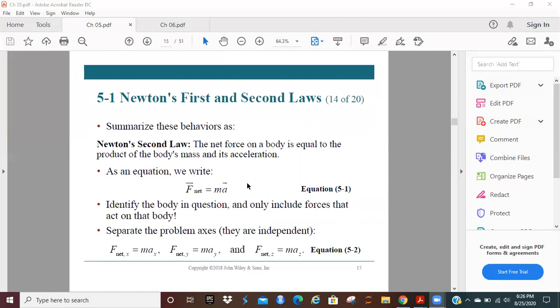So, Newton's second law. The net force on a body is going to be equal to the product of the body's mass and its acceleration. So as I had just finished typing out in that example, the net force is going to be the mass times the acceleration. So the acceleration obviously is going to have 3 dimensions here. I'm going to have the acceleration in the x direction, acceleration in the y, and acceleration in the z. So my net force in each of those directions is going to be the mass, which is the same in every direction, times the acceleration in that particular direction.